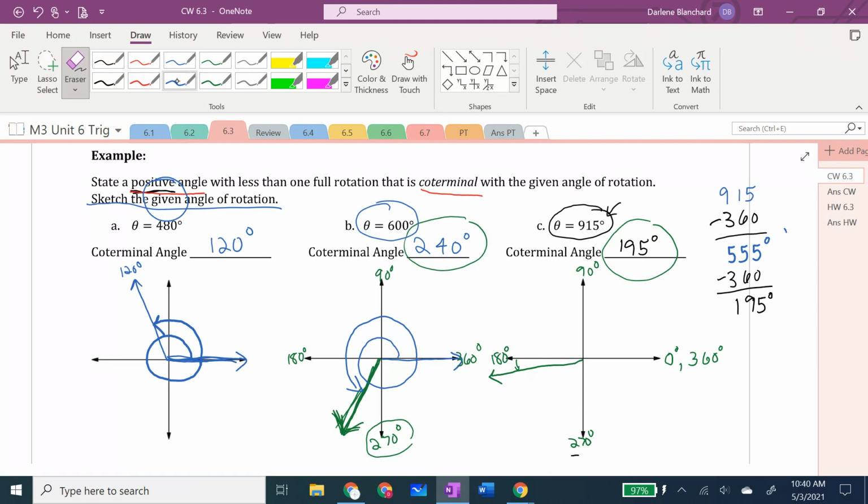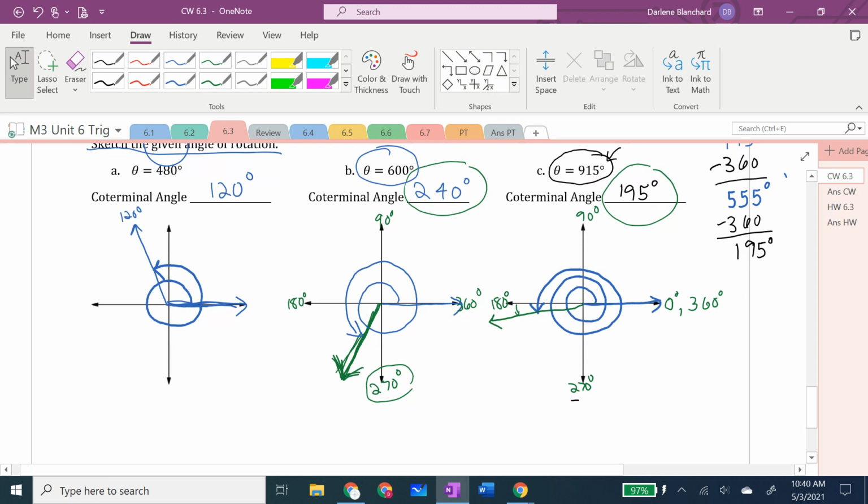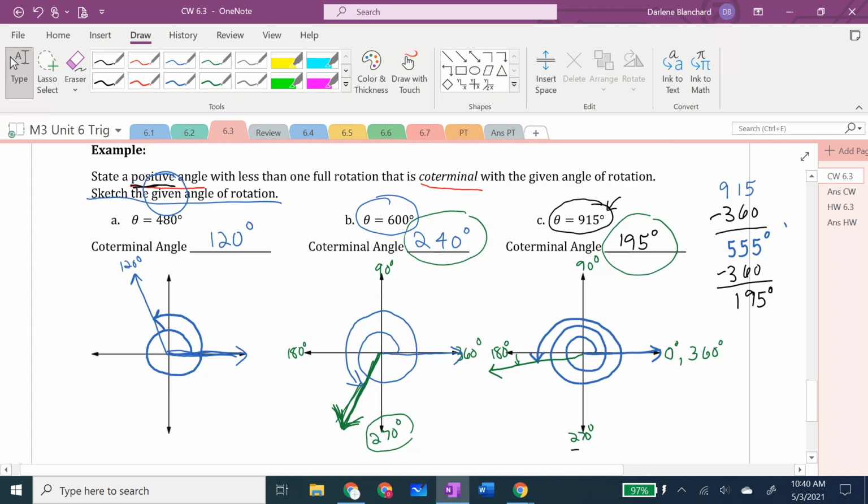Now, this is asking you to draw the angle though, the original angle. This time we are going around the circle 2 complete times before we make our final run. So starting at angle 0, we go around once, we go around twice, we keep going, and then finally stop. Know that part of today's work is just getting used to the position that an angle lands on.